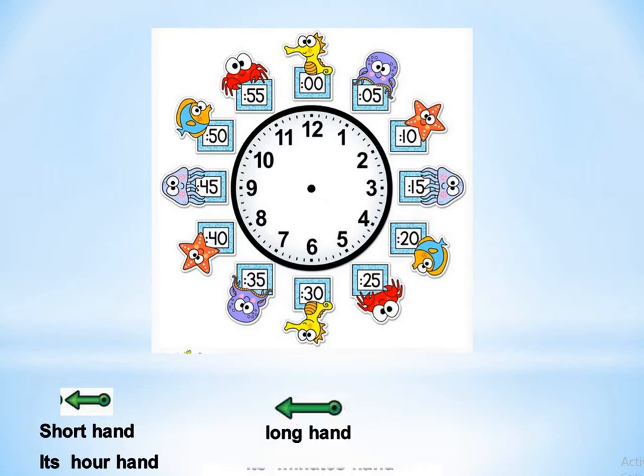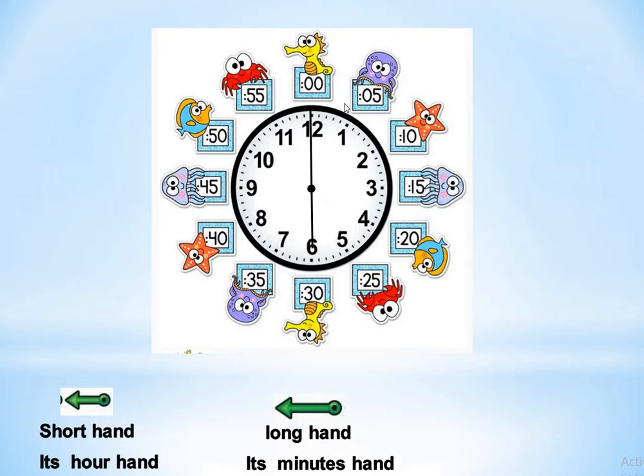Longhand it's for minutes. The move of the shorthand it's from number to number, but the move of the longhand it's each minute. When the longhand moves from number to number, it takes 5 minutes. So it will be 5, 10, 15. Can you skip count by 5? Yes. 20, 25, 30, 35, 40, 45, 50, 55, and 60. The longhand takes 1 hour. 1 hour equals 60 minutes.